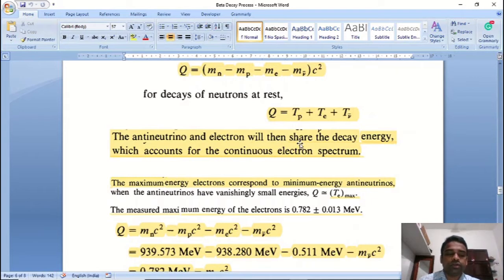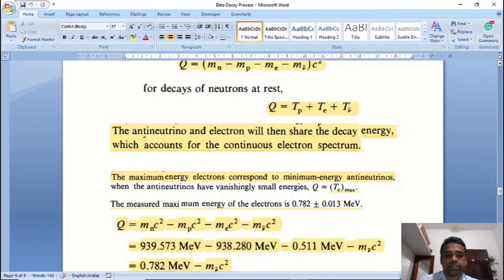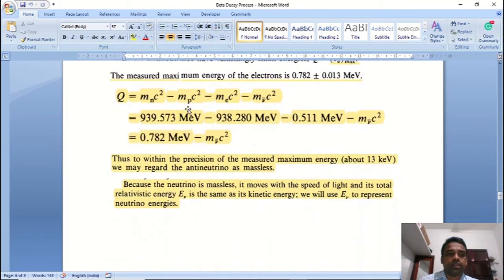We substitute the Mn values with the c square values in MeV. We can write it as 939.573 MeV minus 938.280 MeV minus 0.511 MeV minus M nu bar c square. Then we get Q equal to 0.782 MeV minus M nu bar c square.